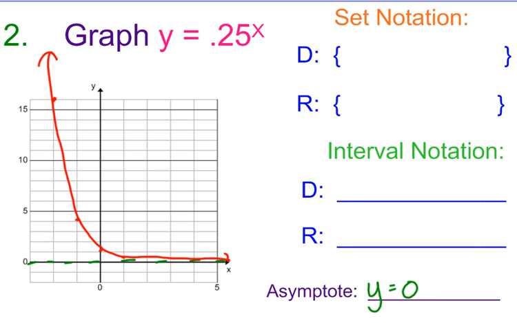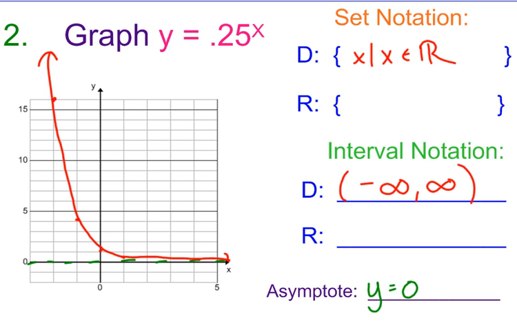Let me go up here. So there's my graph. If I'm going to do domain and range again, hopefully you can see that your domain is still all real numbers. So values of x such that x belongs to all reals. And then for interval we'd say negative infinity to positive infinity.